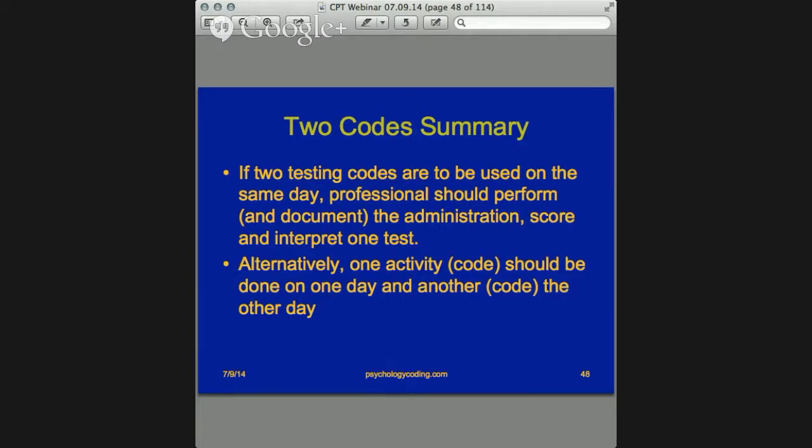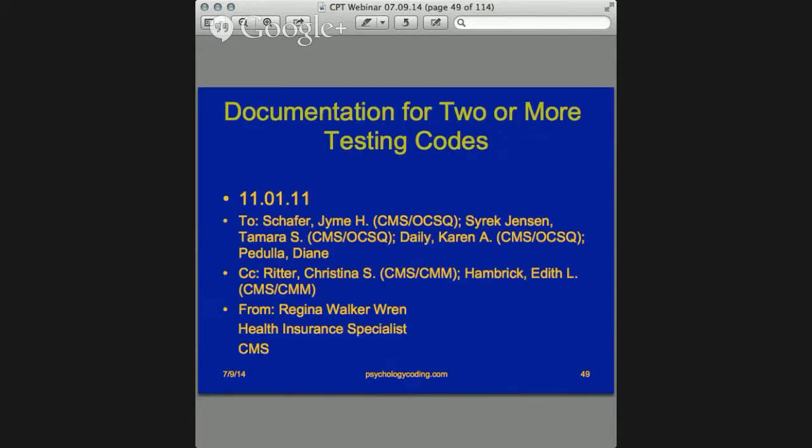You may want to consider using the 59 modifier, and in addition, you may want to simply test one day by the technician and have the interpretation on the others. The documentation of two or more codes, I've given you information from prior sources, but this is the best information, and that comes from the Regina Walker-Wren memo to Jamie Schaefer and others at CMS.